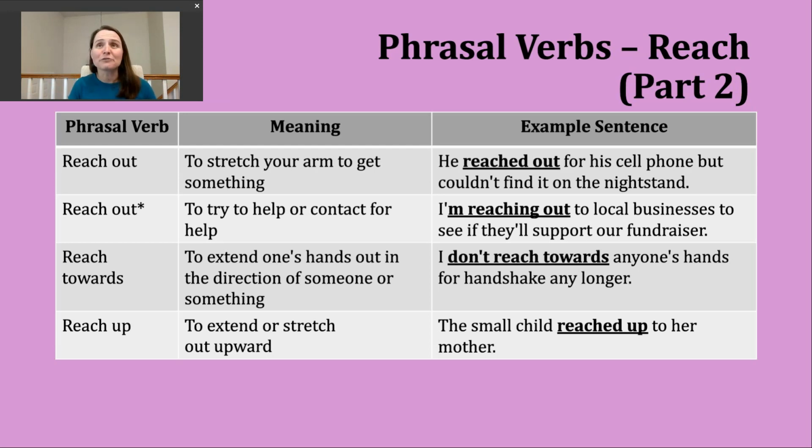A last phrasal verb for us today is to reach up. This is kind of the opposite of reach down, right? So now we're going to extend something, could be our arm, our hand, and stretch it outward and upward. Okay. An example here: the small child reached up to her mother. Right. So maybe with this sentence, you can picture a little 2 or 3-year-old, right, putting their hands up, kind of like, pick me up, mom. Right? This is another example of a simple past tense sentence.